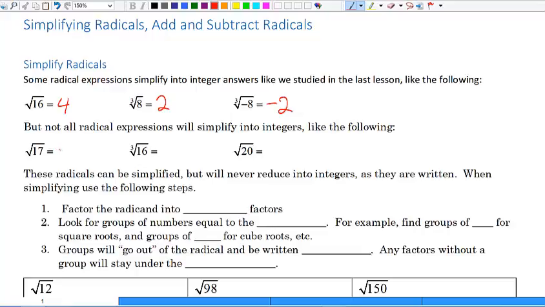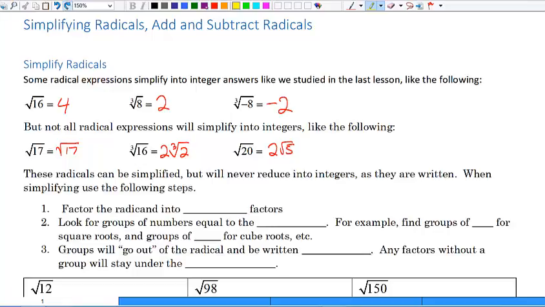The square root of 17 doesn't reduce, so we're just going to leave it the square root of 17. The cube root of 16 reduces into 2 cube roots of 2. And the square root of 20 reduces into 2 square roots of 5. Now, I know you don't know how to simplify these just yet, but I want you to understand that some radicals will simplify into integers, some of them don't simplify at all, and some of them simplify into smaller, reduced radicals. Although some radicals can be simplified, some will never reduce into integers as they are written.